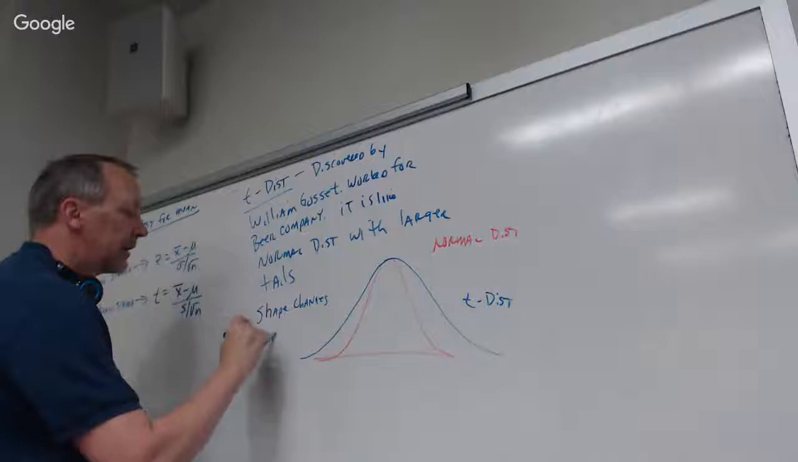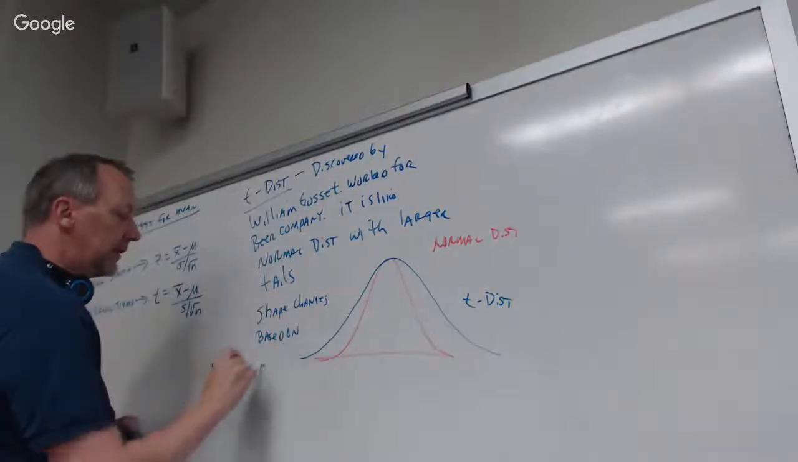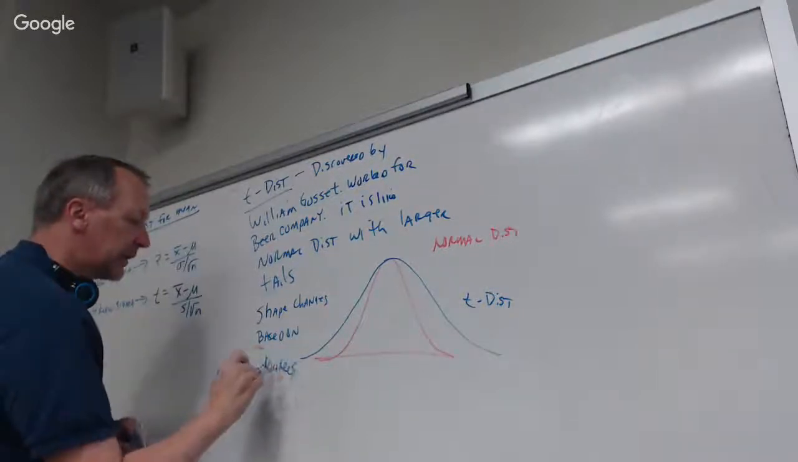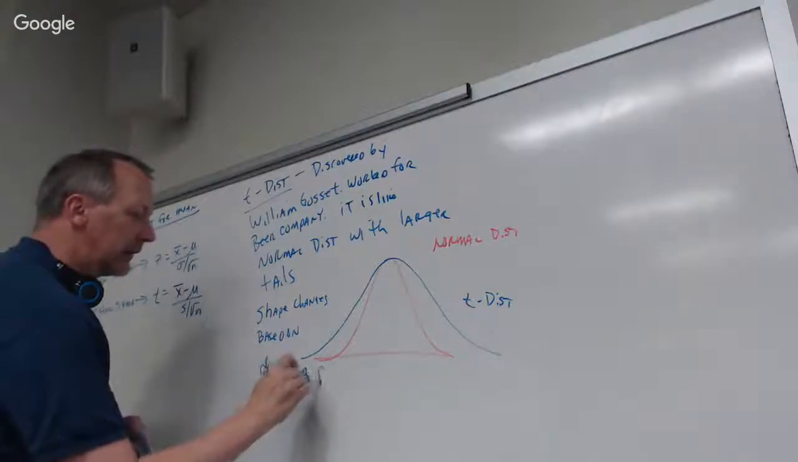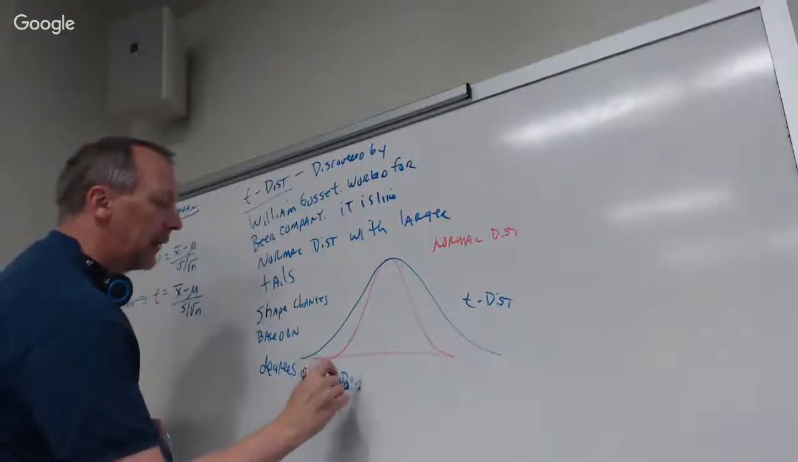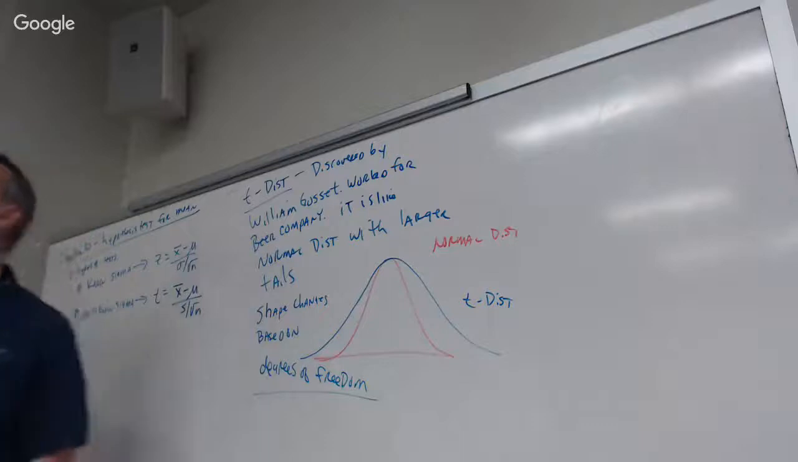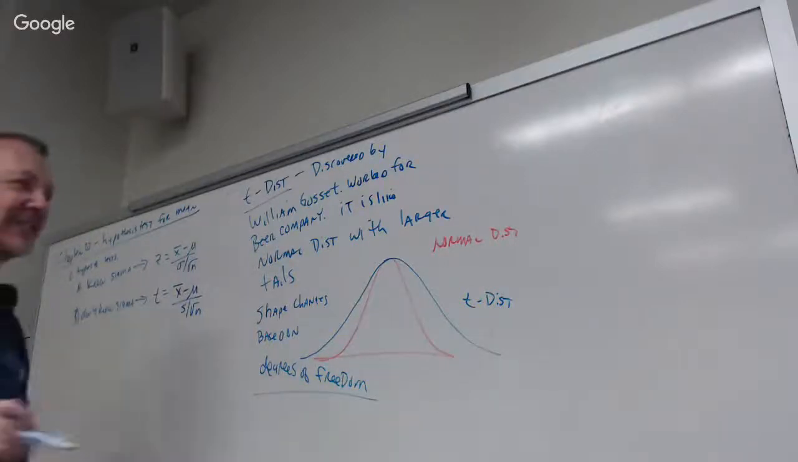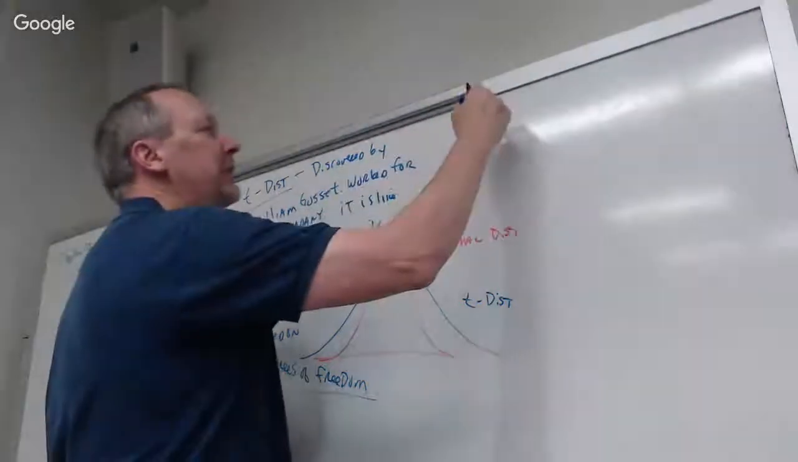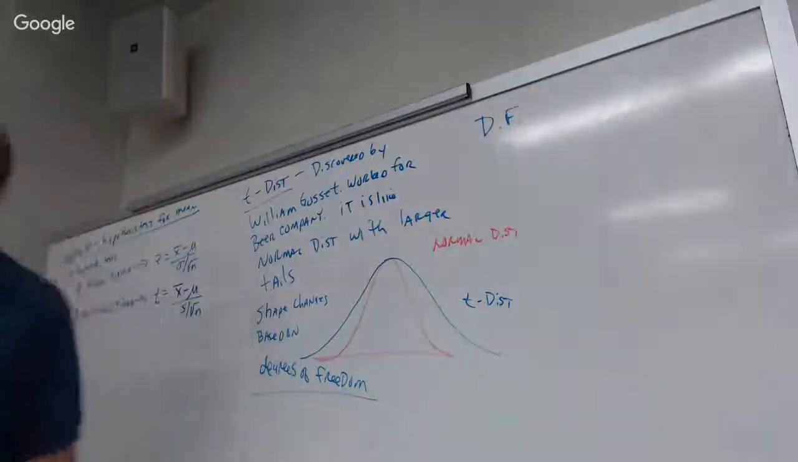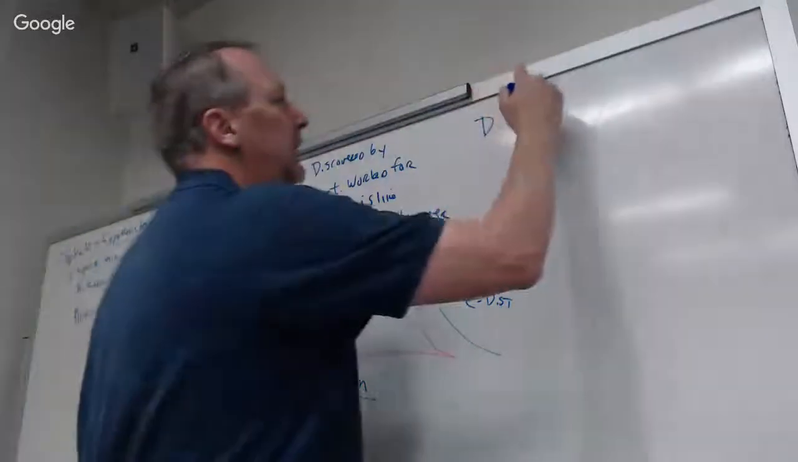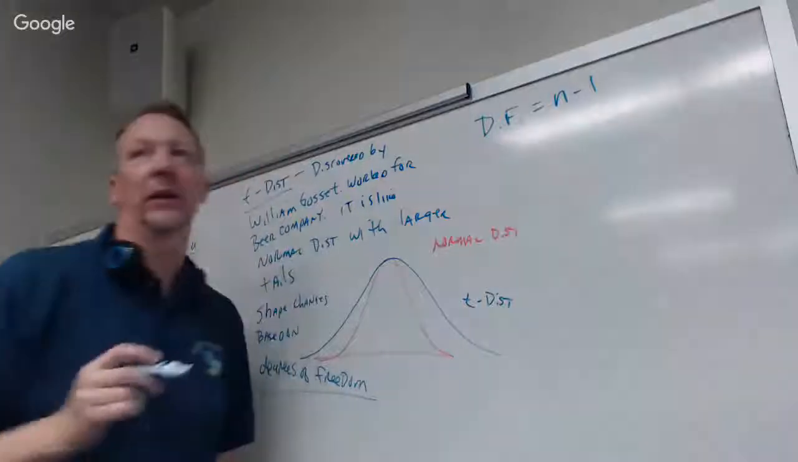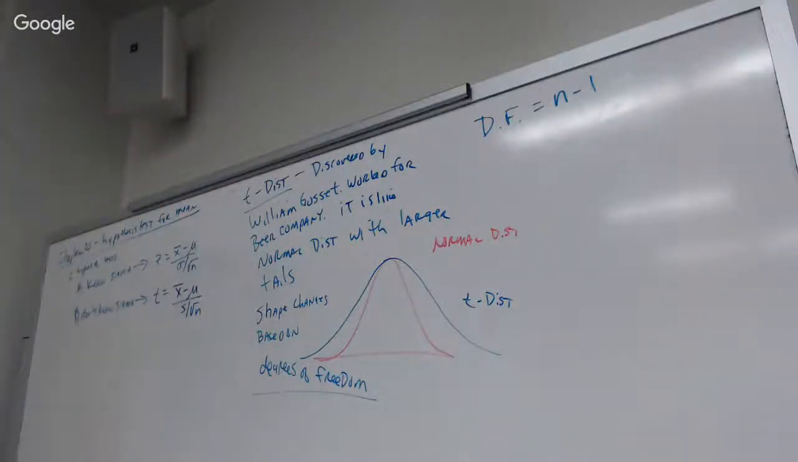based on what we call the degrees of freedom. Now, why we use that name, I don't know. It's kind of a weird name, but I always abbreviate it DF for degrees of freedom. Your degrees of freedom equals n minus 1. Okay.